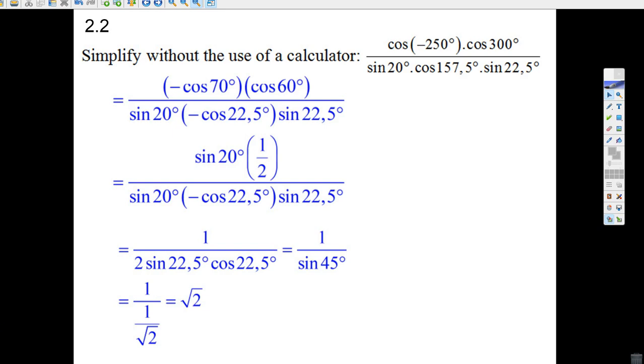Okay, this is reduction question 2.2. Let's just take a look at it. Well, I like to do all this reduction thinking about first, where is minus 250 degrees? Well, what you do is you go clockwise. You go down 90, 180, and you don't get all the way to 270. You go 70 degrees past minus 180 and stop in the second quadrant.